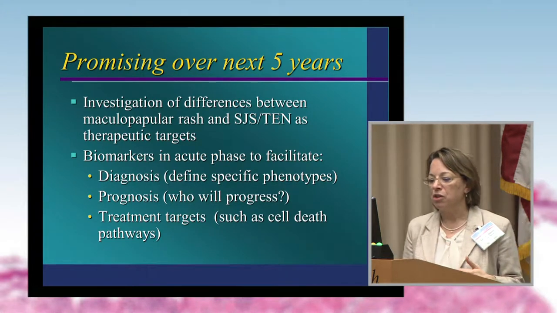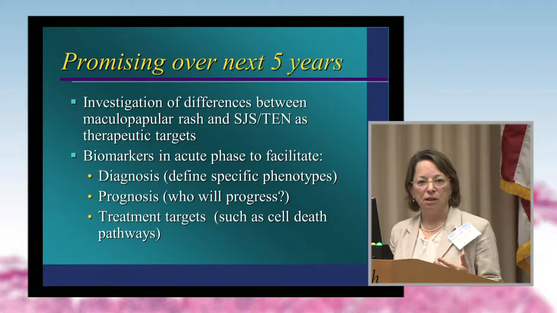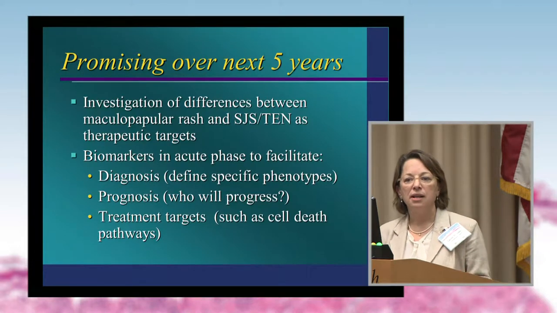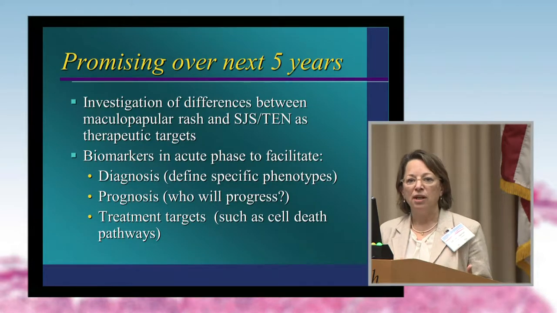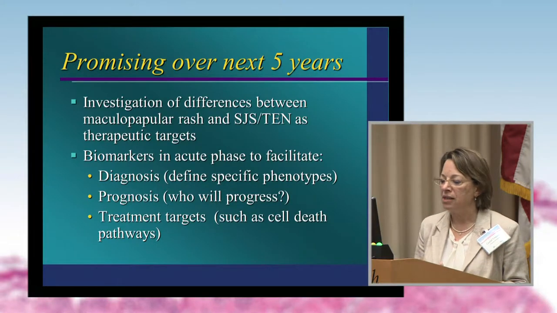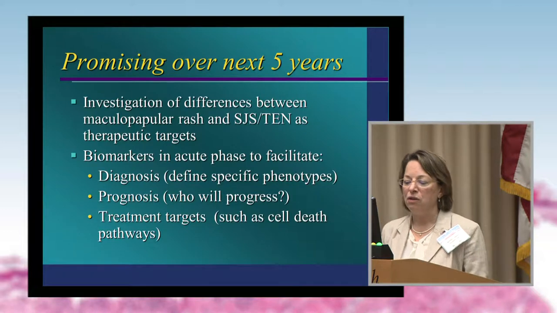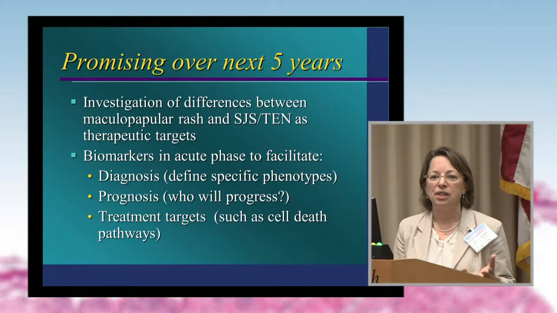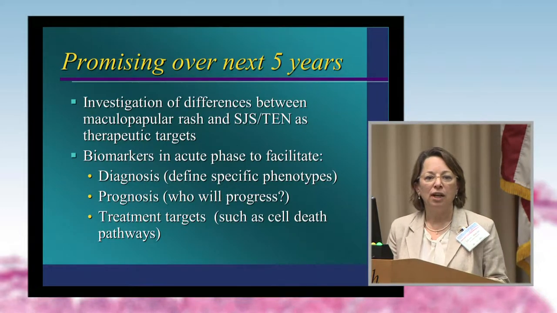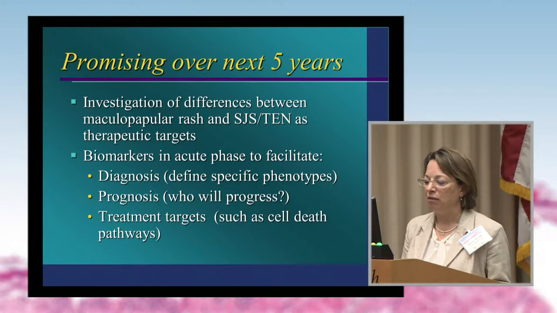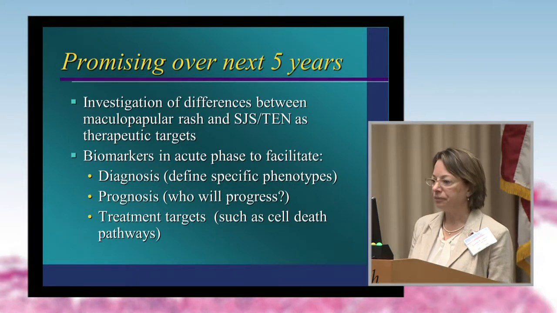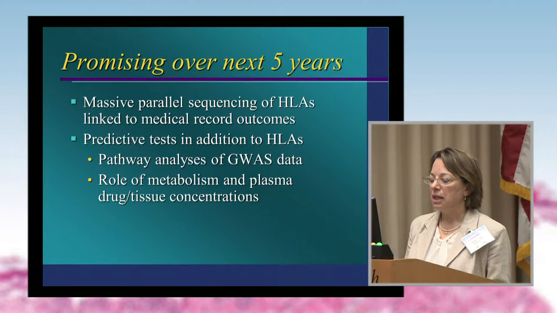Using those biomarkers to then go back and look at prognosis, so who will progress, which patients need more intensive therapy, what are negative prognostic indicators, and then hopefully treatment targets. So if you know what's changing in real time in that acute setting, you may know what you need to target to check that fulminant reaction that's occurring.